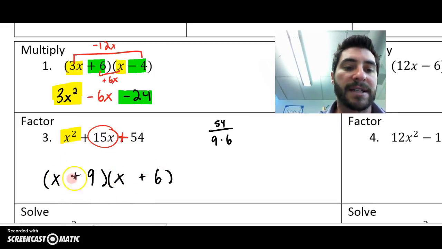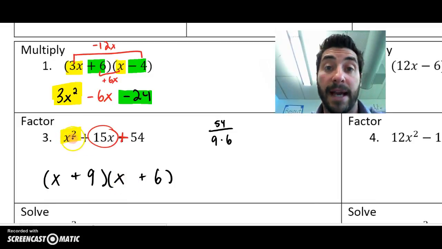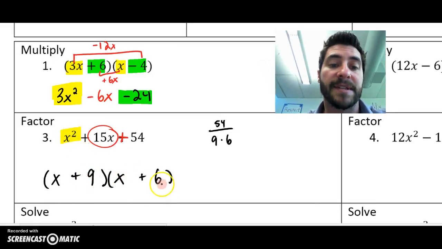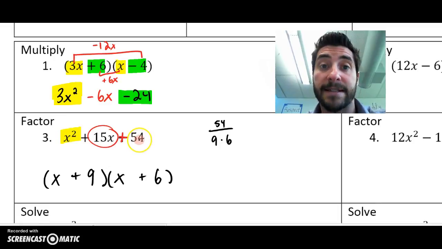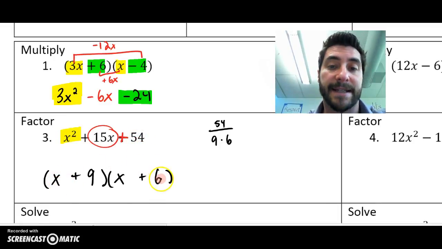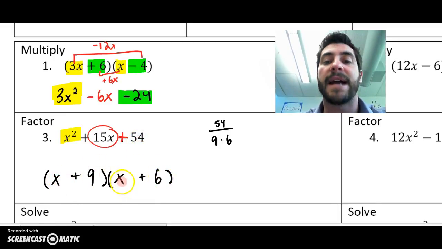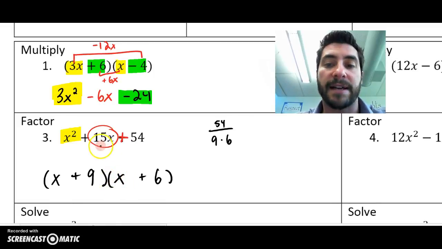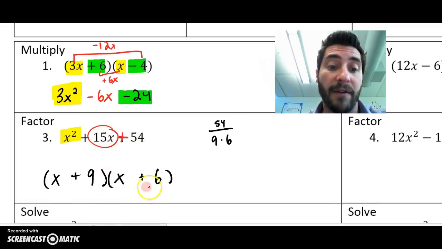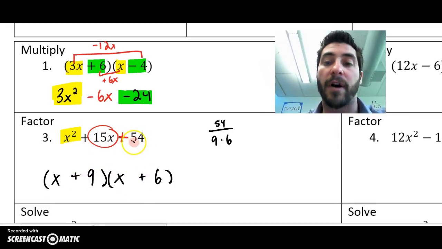Do a quick little check. Does x times x make x squared? Yes. Does 9 times 6 make 54? Yes. Do the outsides, 6x, plus the insides, 9x, make 15x? Yes, they most certainly do. We have our two binomials, our factored form of our original trinomial.